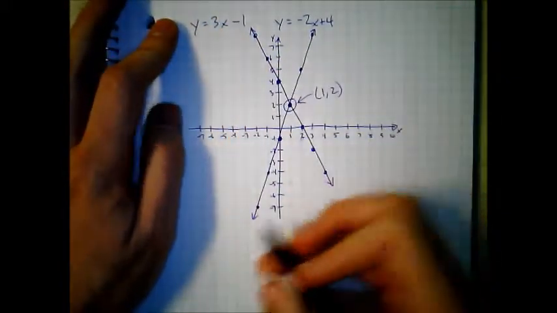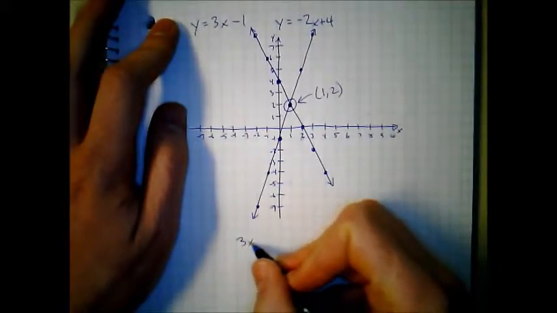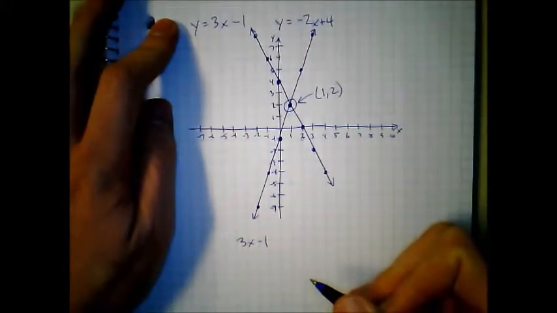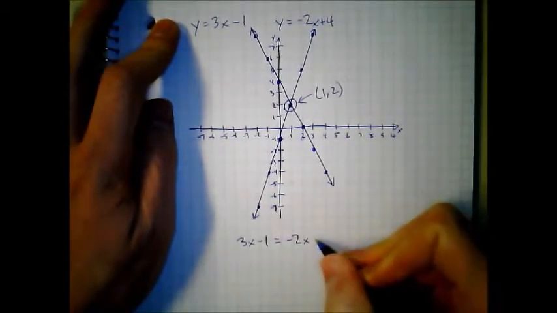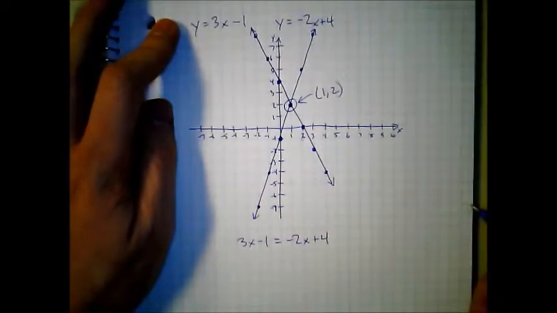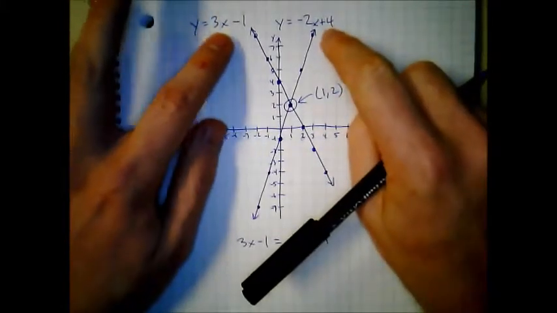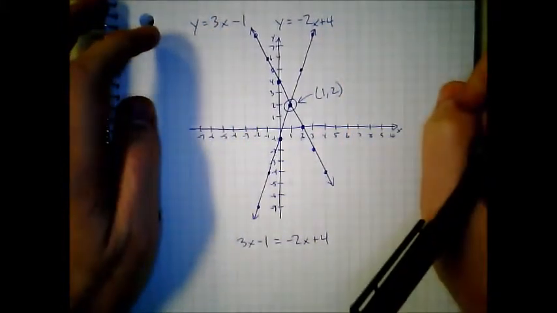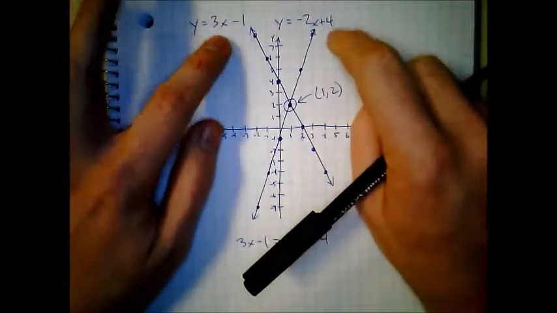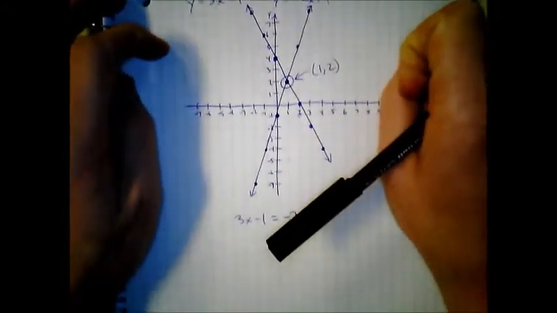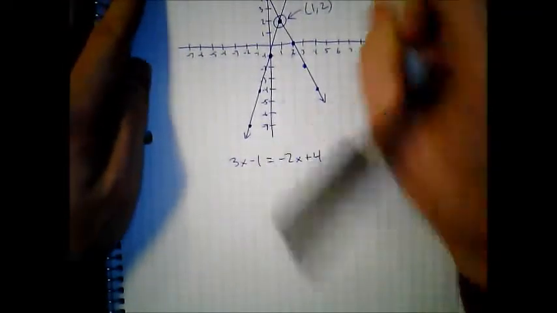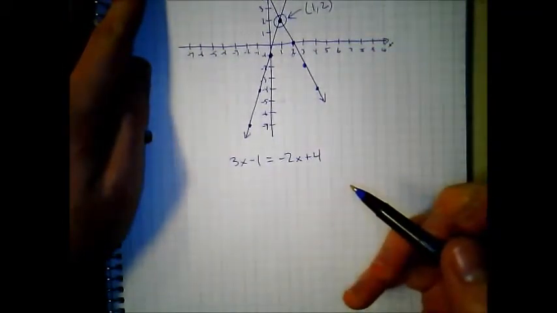Well, the number of tiles in our first rule is 3x minus 1. And we want to know when this is going to equal the number of tiles in our second pattern, negative 2x plus 4. We just want to know when these two rules will be equal to each other. When will the number of tiles in these two patterns be equal? So we just set both rules equal to each other. That's what we want. We want to know when they're the same. Now we have a very simple equation to solve.